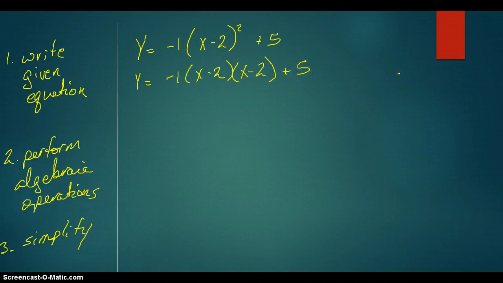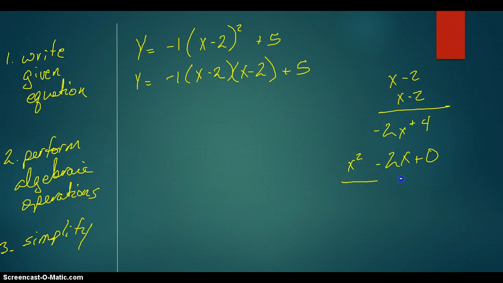If you want to multiply vertically, I think that's perfectly fine. Negative 2 times negative 2 is positive 4. Negative 2 times x is negative 2x. X times negative 2 is negative 2x. We have a 0 here. And x times x is x squared.